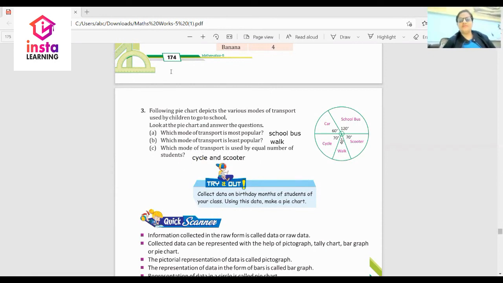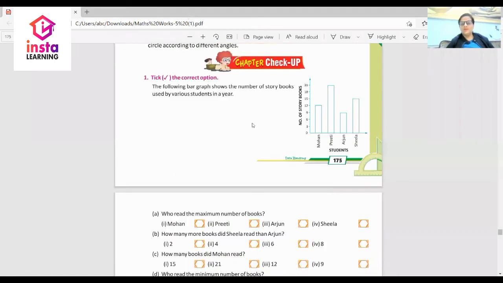Okay, now we have done our exercise number 15. In that we are going to do our recall exercise also. Now do some chapter checkup, that is, tick the correct option. The following bar graph shows the number of storybooks read by various students in the year. So Mohan, Preeti, Arjun, Sheila are the students, and Preeti has read the most. Who read the maximum number of books? That is Preeti. Just tick it.